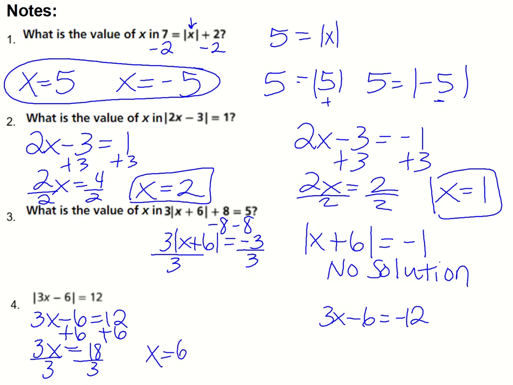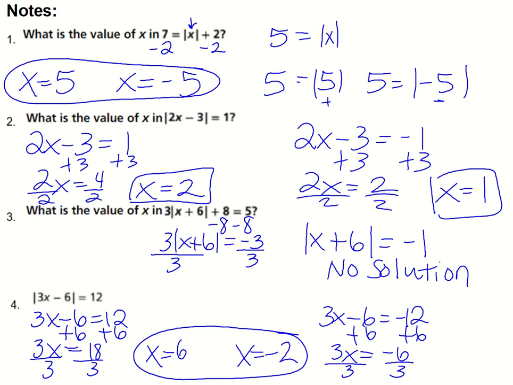Nope, 6. I don't know how to divide. 6. I don't know where I got that from. Add 6 to this one. We get 3x equals -6. Divide by 3, and we get x equals -2. And there would be your two solutions.